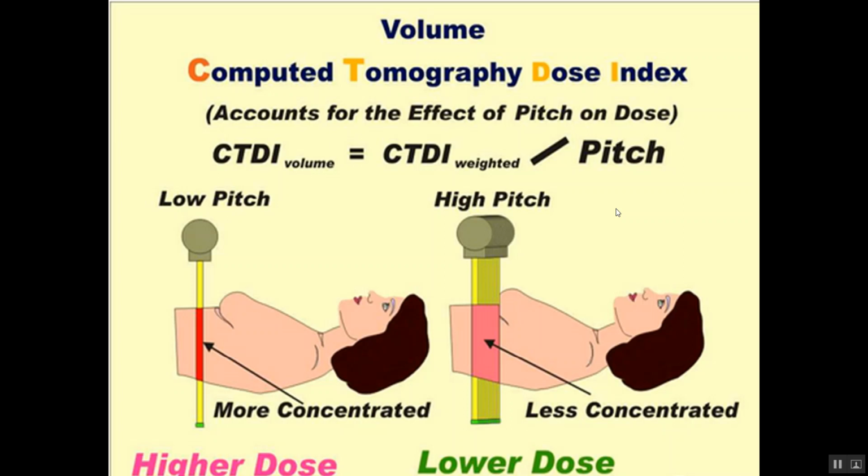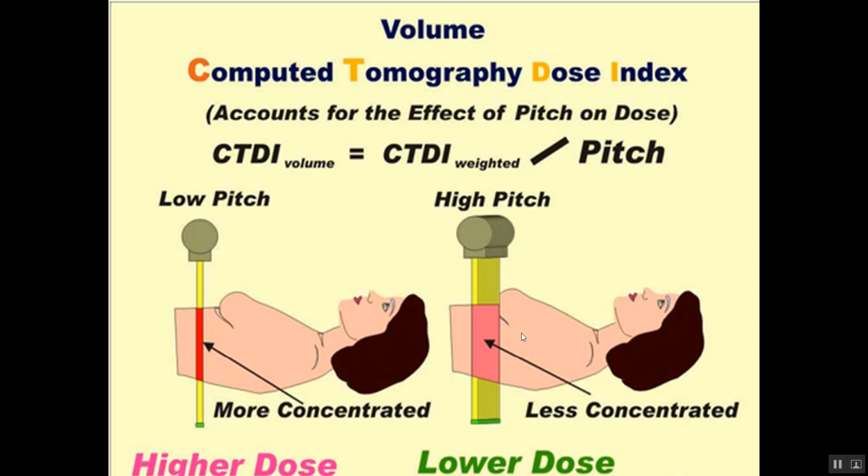So we will calculate CTDI volume. CTDI volume is equal to CTDI weighted divided by pitch factor. This is to get the dose per certain slice or certain volume of patients. Okay, is it clear for you?